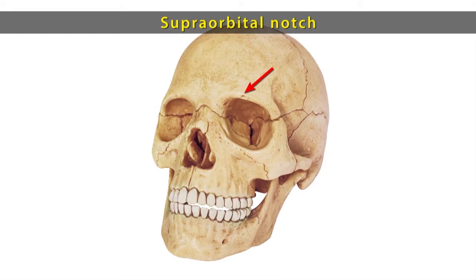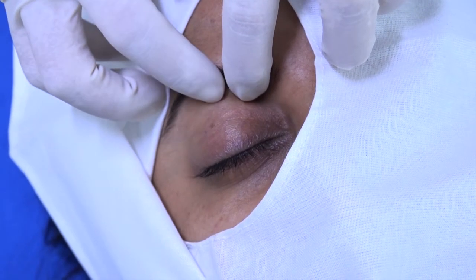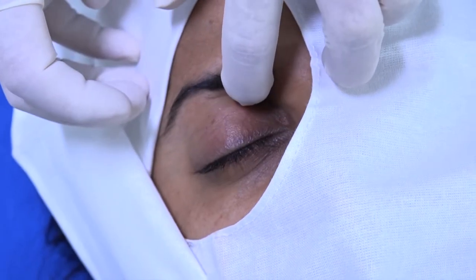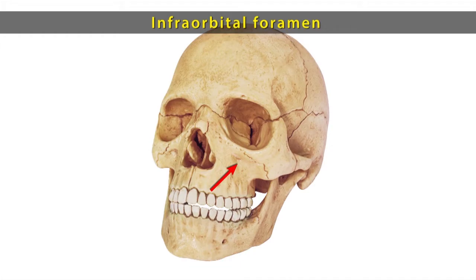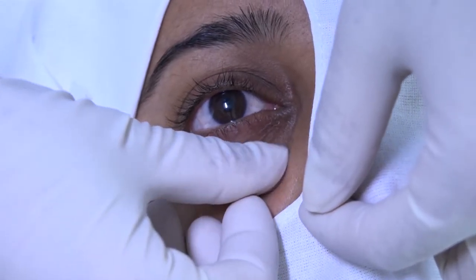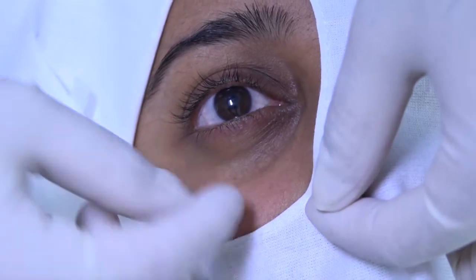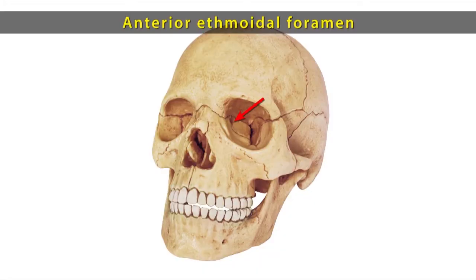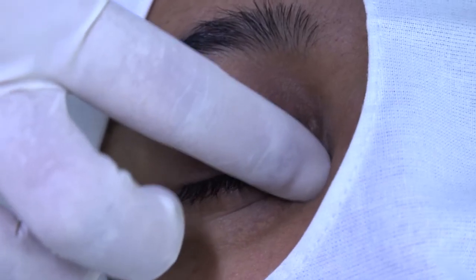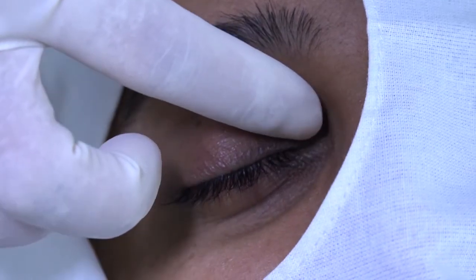The supraorbital notch. It is palpated at the junction of the medial 1/3 and lateral 2/3 of the superior orbital rim. The infraorbital foramen. It is located about 1 cm below the inferior orbital rim at the junction of medial 1/3 and lateral 2/3. The anterior ethmoidal foramen. It is located about 24 mm posterior to the anterior lacrimal crest.